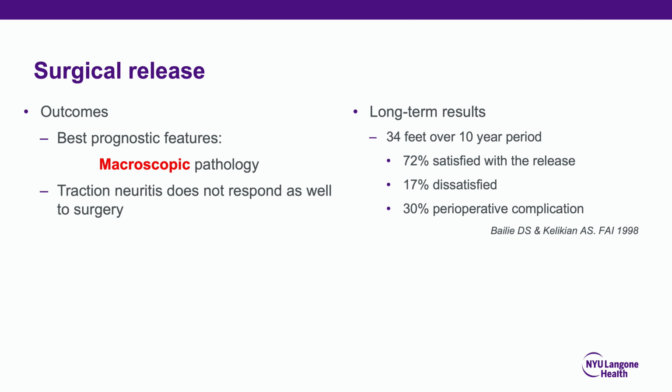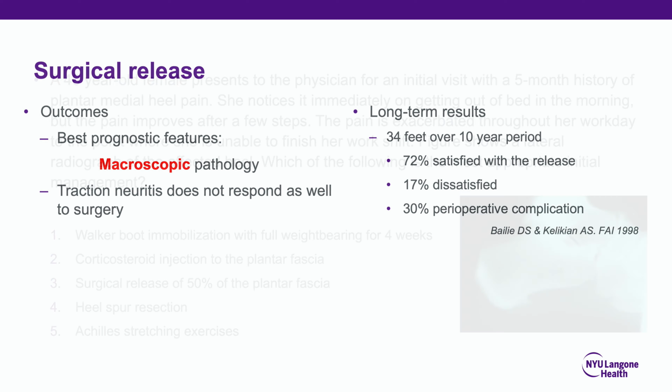Outcomes for surgical release are best when you have macroscopic pathology. Traction neuritis does not respond well to surgery. A study in 1998 showed long-term results over a 10-year period of 34 feet. 72% were satisfied with release. However, there's a 30% rate of perioperative complications.